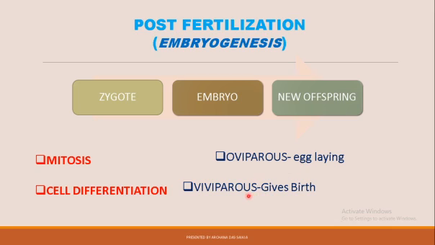Whereas the higher organisms, they go for vivipary. Vivipary is when the zygote, embryo will develop inside the mother's body, and finally once fully developed, the new offspring will be given out of the body, giving birth, as in humans we see it. So such a phenomenon is known as viviparous or vivipary.